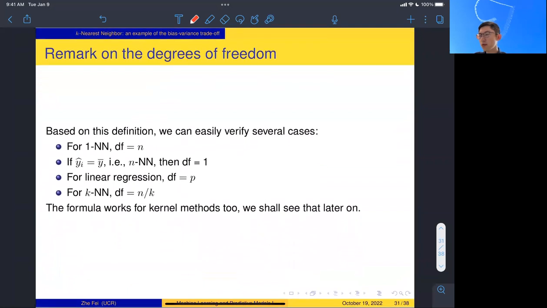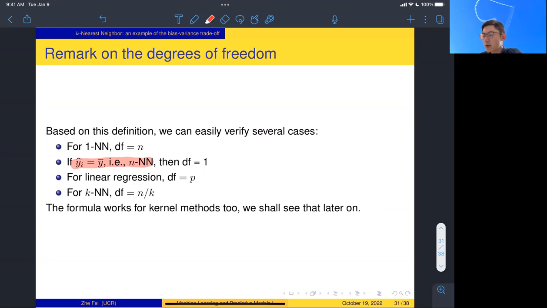So, remarks on the degrees of freedom. Degrees of freedom is one way to measure model complexity. This example is essentially what we see as n nearest neighbor. We use k equal to n, the total sample size, and we would always have the y_i hat simply equal to the sample mean. So in this case, the degrees of freedom is 1.